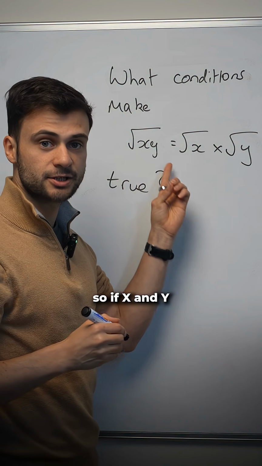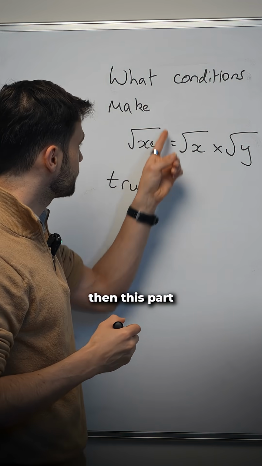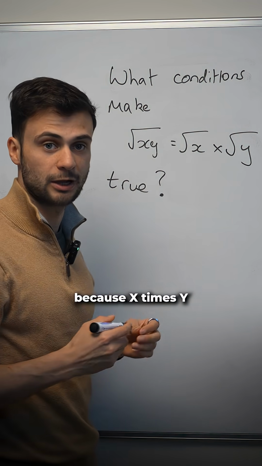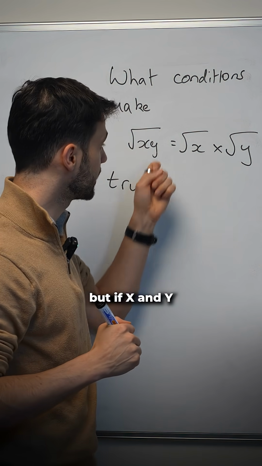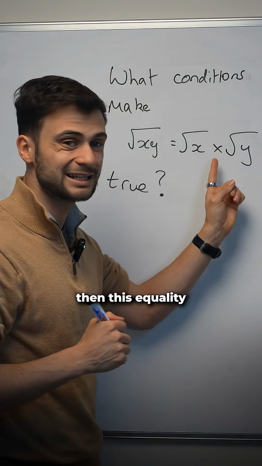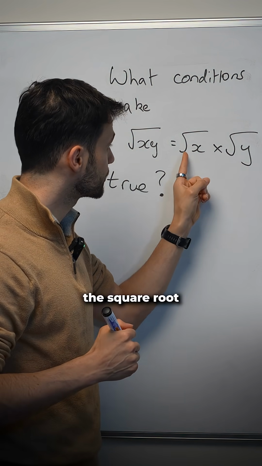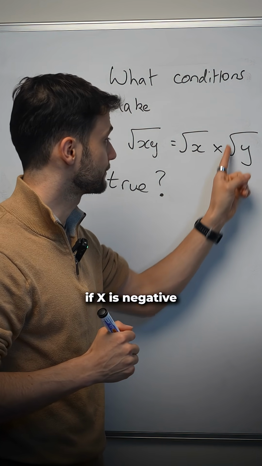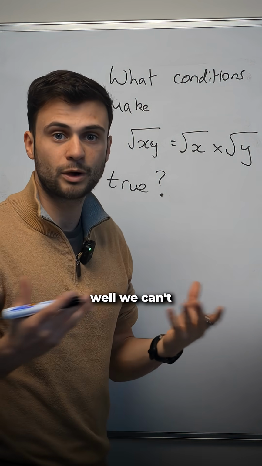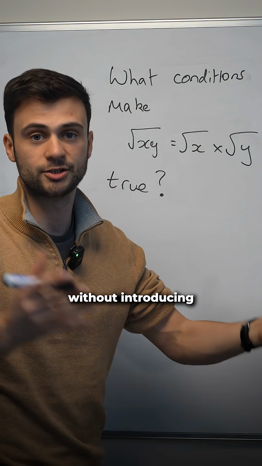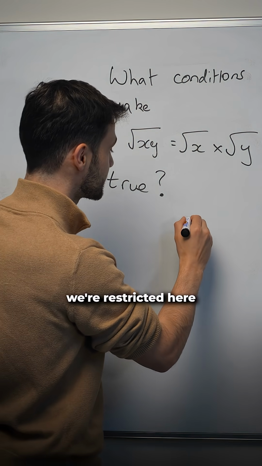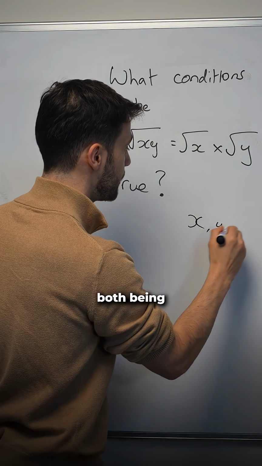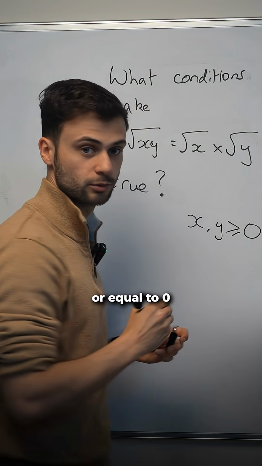So if x and y are both negative, then this part is fine because x times y would be positive, and the square root of a positive number, we're happy with that. But if x and y are both negative, then this equality doesn't make sense, because if x is negative and y is another negative number, we can't take the square root of a negative number without introducing complex numbers, which we're not going to go there just yet. We're restricted here to x and y both being greater than or equal to 0.